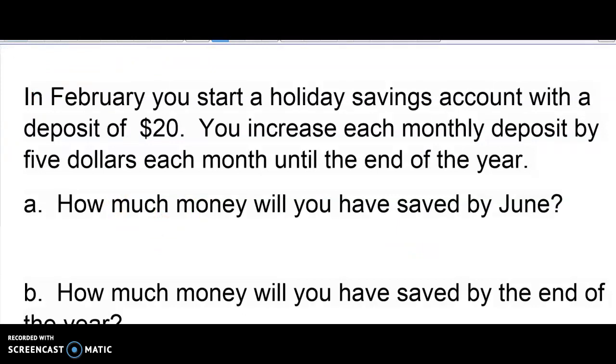Let's try another one. In February, you start a holiday savings account with a deposit of $20. So in February, you have $20. You increase each monthly deposit by $5. So March, you would have 25. April, you would have 30.